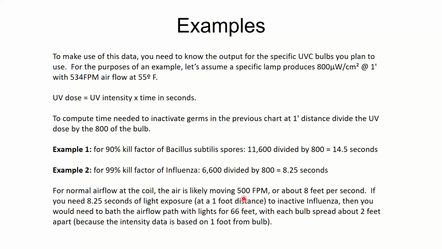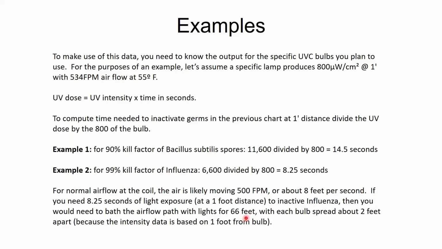If I'm moving air at 500 feet per minute through my air handler, assuming I'm putting the bulbs in my air handler, that means I'm moving at 8 feet per second. That means if I do the math out and I separate these bulbs by 1 foot, because that's what they're rated at, 1 foot is that intensity, I would need a bulb every 2 feet. So bulb shining 1 foot, bulb over here shining 1 foot the other way. I need a bulb every 2 feet for 66 feet of length.